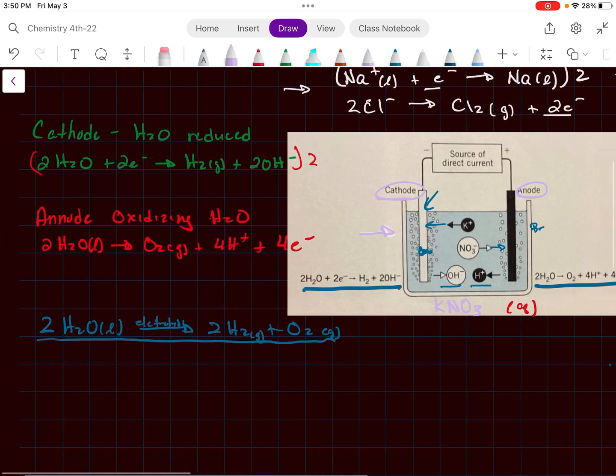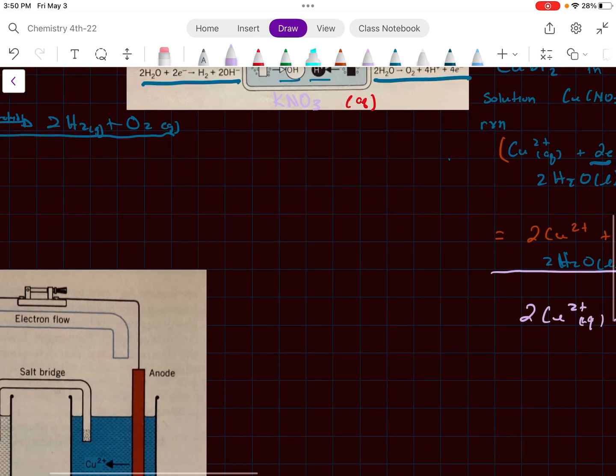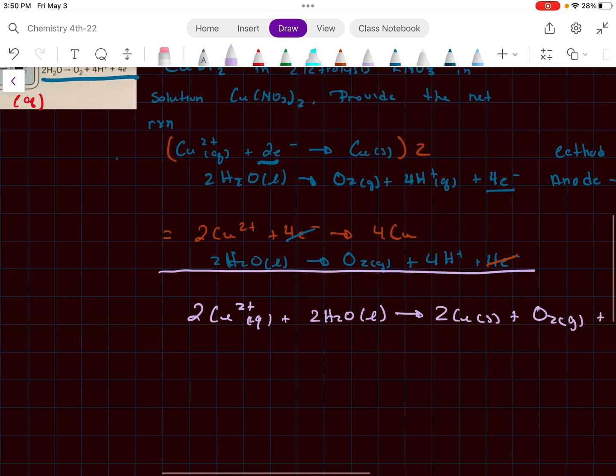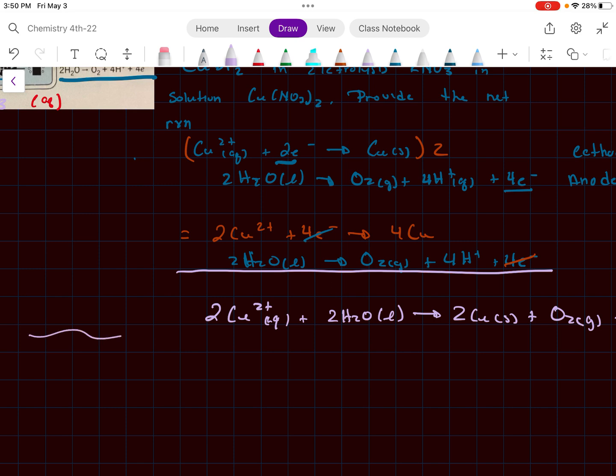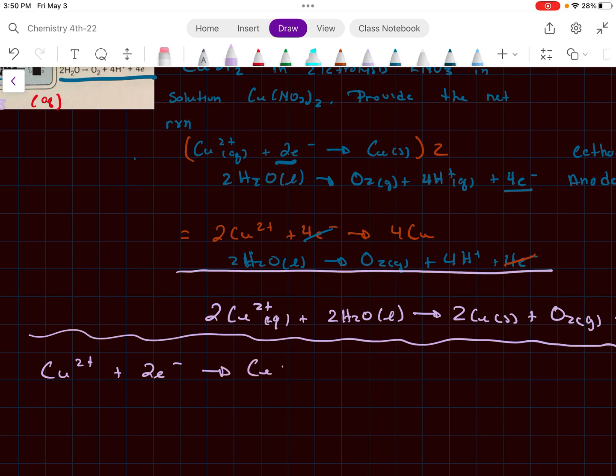So let's take a look at something else. We'll get to this one in just a minute. Let's take a look at this copper that we see here. We said that copper 2 plus is going to reduce with those 2 electrons to form solid copper. This is in solution, and then we have those 2 electrons. So what we see here is this copper is picking up these 2 electrons.